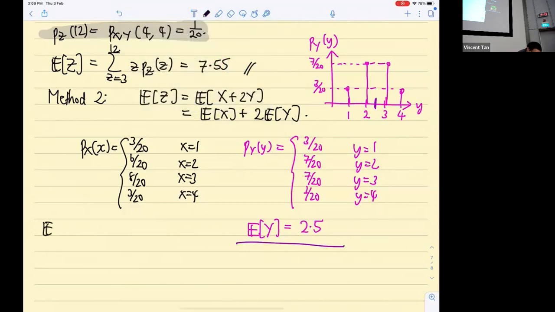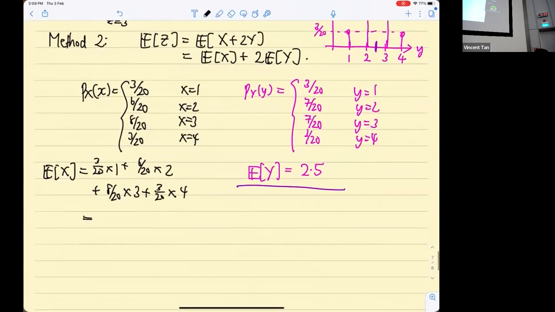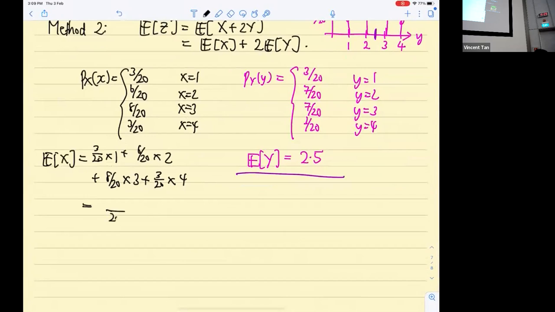So there's no work to be done for the expectation value of Y, as long as we know how to do averaging. But the expectation value of X requires a little bit more work, and so we need to average this. So we have 3 out of 20 times 1, plus 6 out of 20 times 2, plus 8 out of 20 times 3, plus 3 over 20 times 4. I'm not going to tell you how to press the calculator, but it's 51 out of 20.